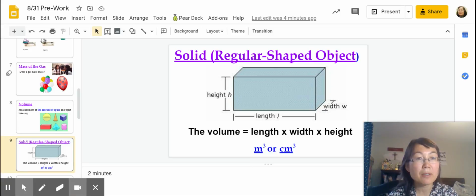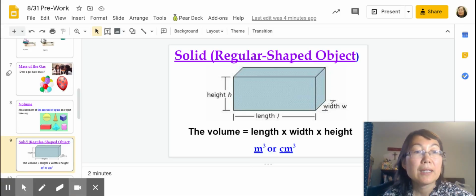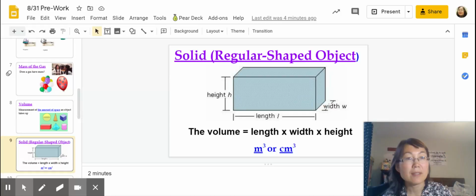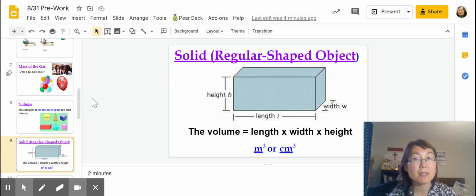When it's a very small cube, like this, when we measure it, it will be in centimeters. So when we multiply all of them together, the unit is cubic centimeter.